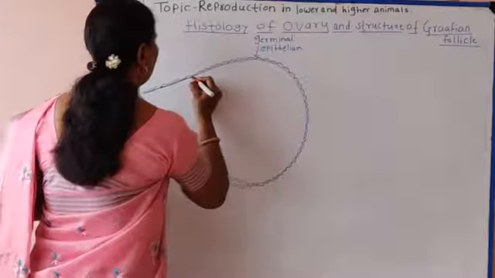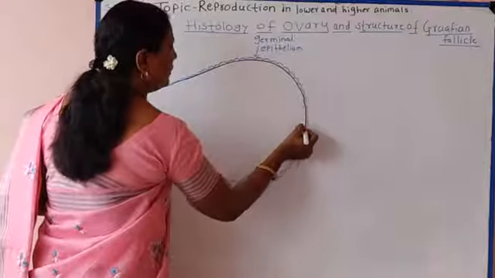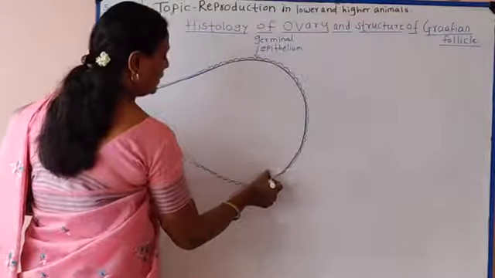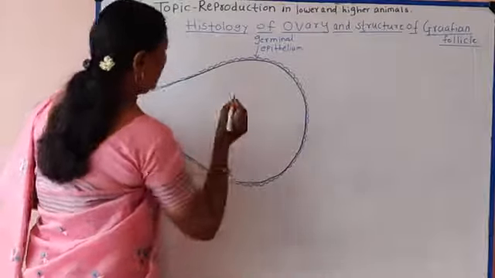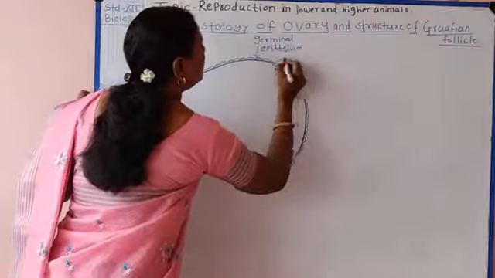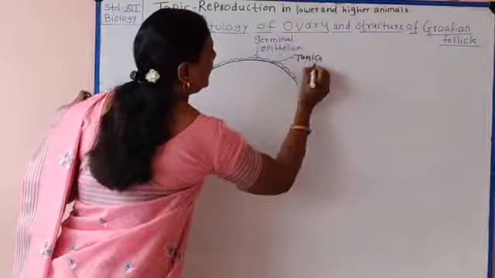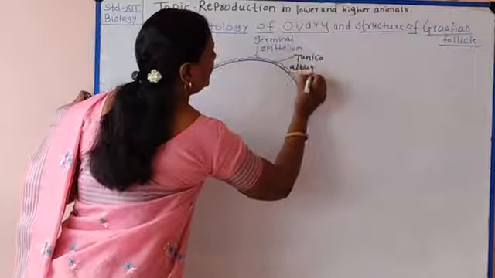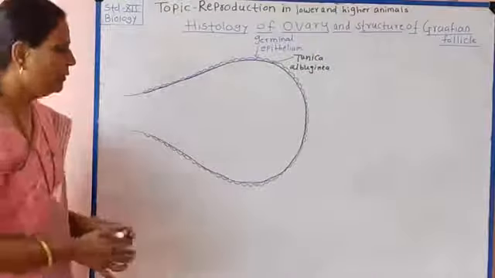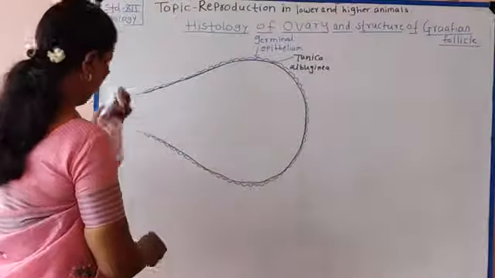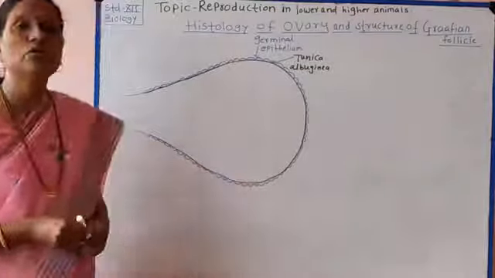So this layer, it is the tunica albuginea. So remember always, tunica albuginea, it is inside to germinal epithelium. Tunica albuginea. Now inside the tunica albuginea there is the stroma. All this part, it is called as the stroma.